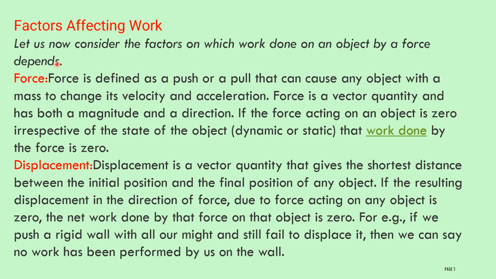Factors affecting work. Let us now consider the factors on which the work done on an object by a force depends. First one is force, second one is displacement. Force is defined as the push or pull that can cause any object with a mass to change its velocity and acceleration. If an object having a mass changes its velocity and acceleration, in that case we will consider that a force is applied.